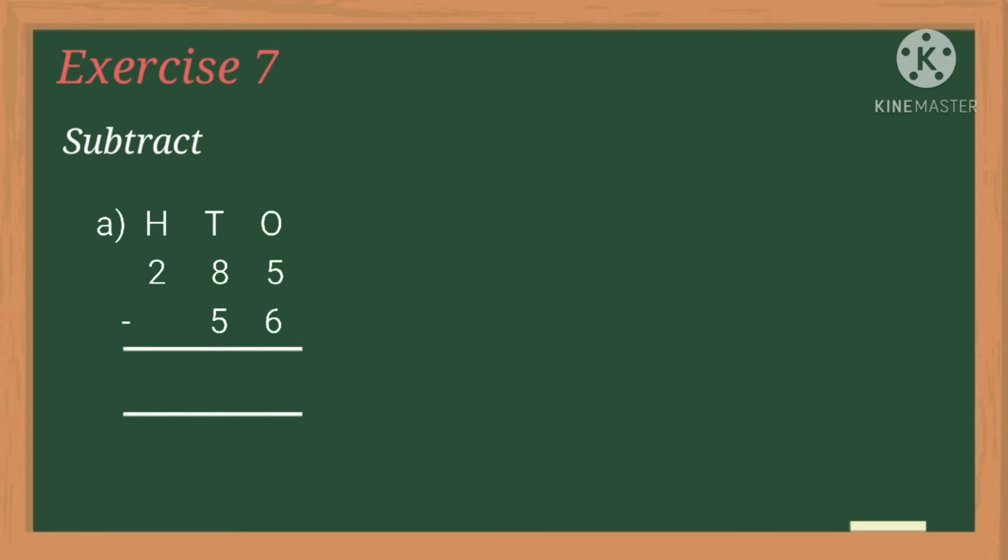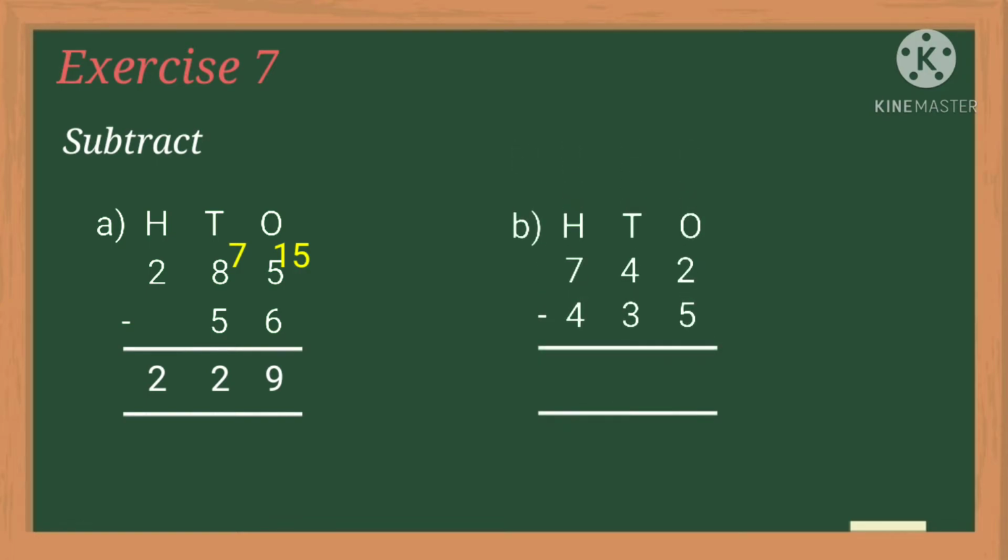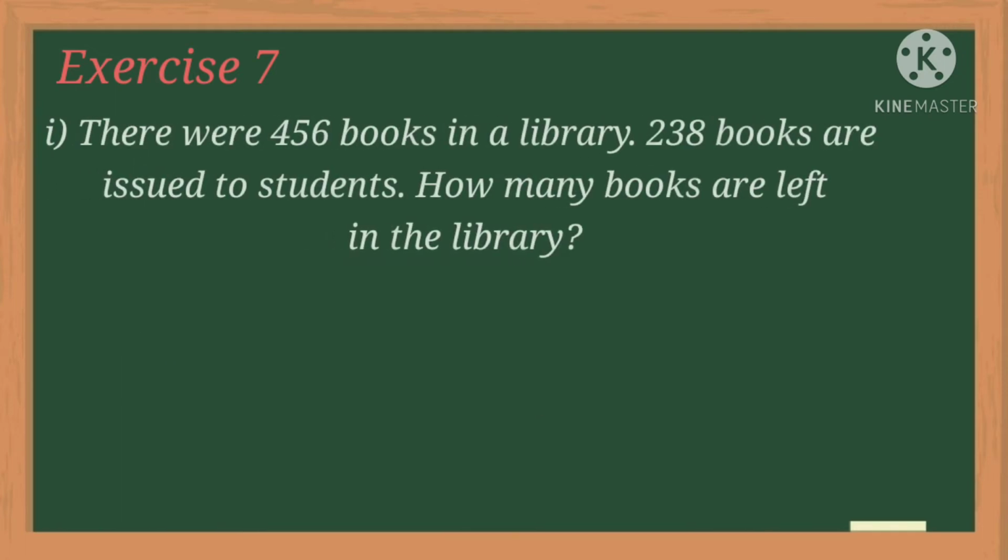In the ones place, 5 minus 6 is not possible, so we take a borrow. 15 minus 6 is 9, 8 becomes 7, 7 minus 5 is 2, and the hundreds place stays as it is. Here also, first in the ones place we have to take the borrow, so 12 minus 5 is 7, 3 minus 3 is 0, and 7 minus 4 is 3. Like this we have to take the borrow from the number in the tens place.